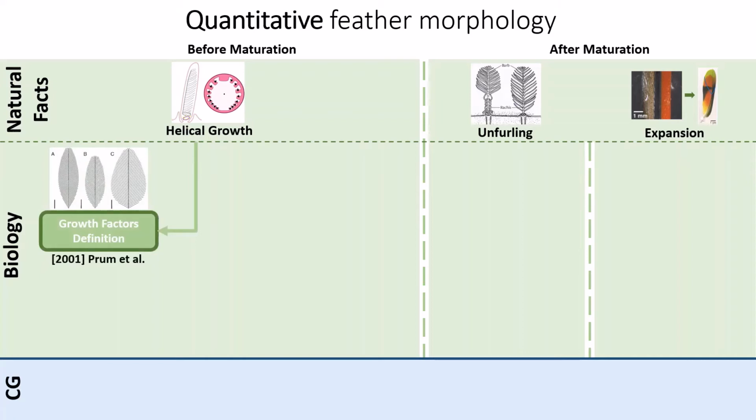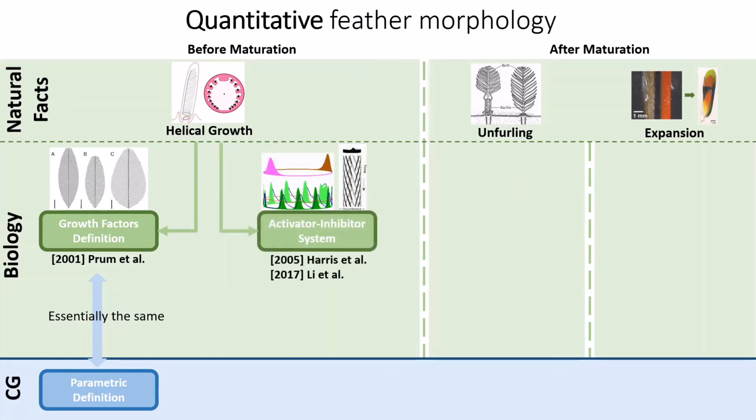Prum and their co-workers first discussed the evolution of feather shape in 2001. They used 6 growth factors, like barb angle or initial barb count, to define the feather shape inside the follicle, which is essentially the same as the parametric definition method in the CG industry, and it has already been highly developed.